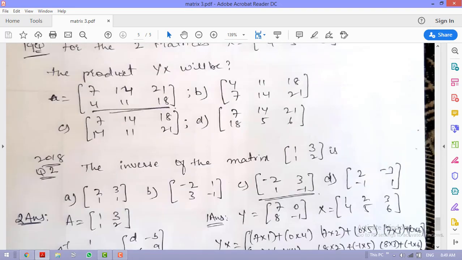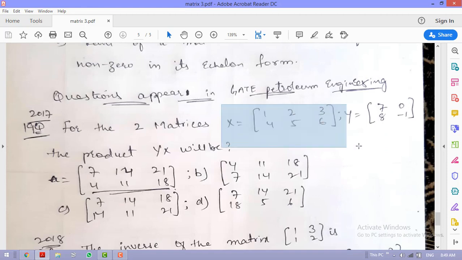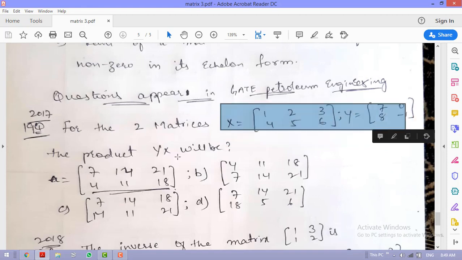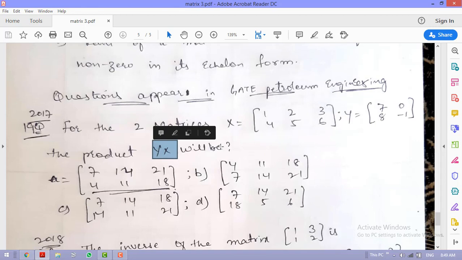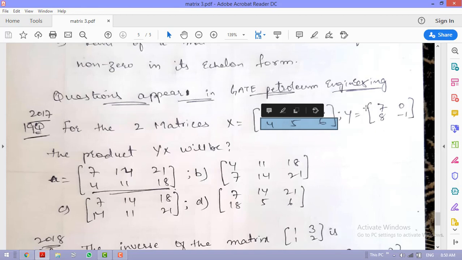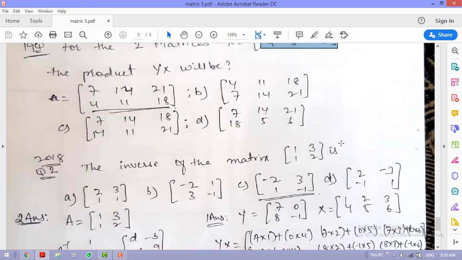Now let us see the answer for the first question, the multiplication of 2 matrices Y into X. Before this we have to check that the number of columns in Y should be equal to the number of rows in X. Here we have the number of columns equal to 2, and here the number of rows equal to 2. So the multiplication is compatible for Y and X.